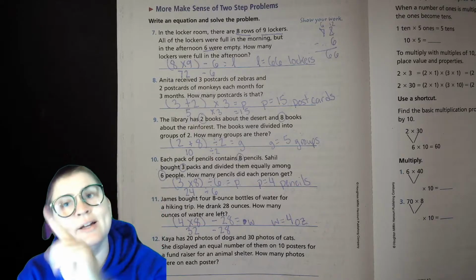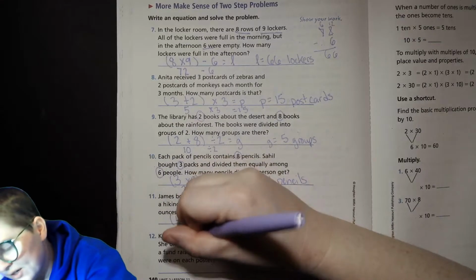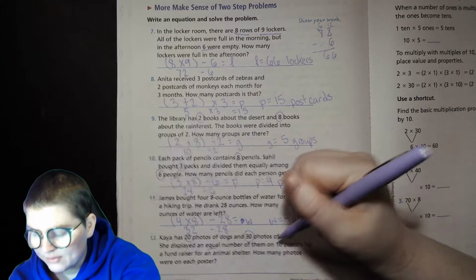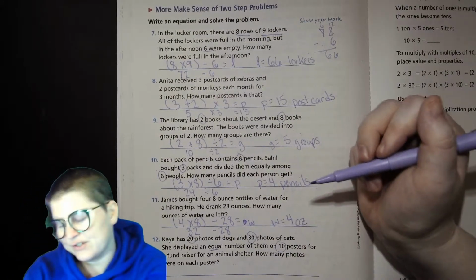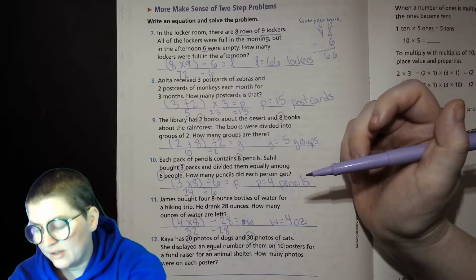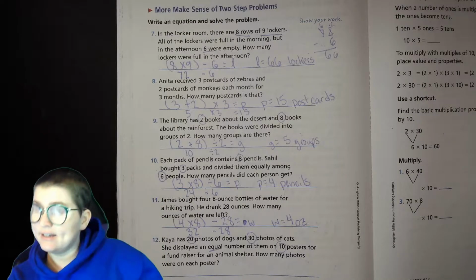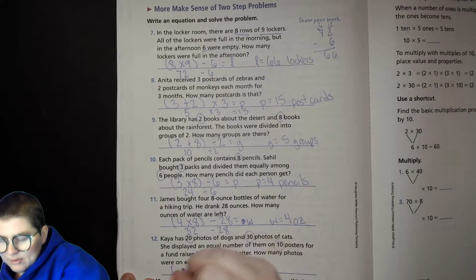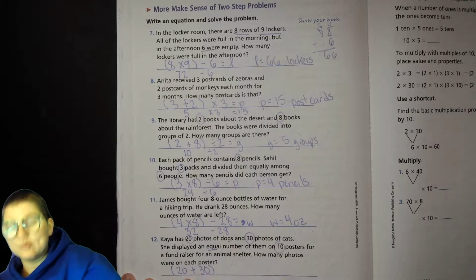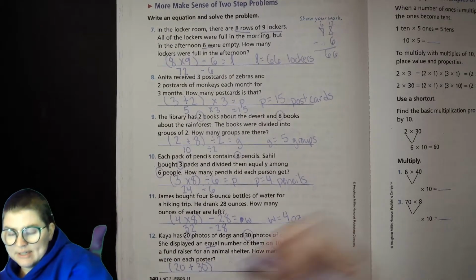All right, last one. Here we go. Kaya has 20 photos of dogs and 30 photos of cats. She displayed an equal number of them on 10 posters for a fundraiser for an animal shelter. How many photos were on each poster? So we have to figure out the total number of photos divided by 10. So first, we're doing our 20 plus our 30, and that's inside parentheses because we're adding, right? And we don't want to just do the 30 divided by 10. We want all of that divided by 10.